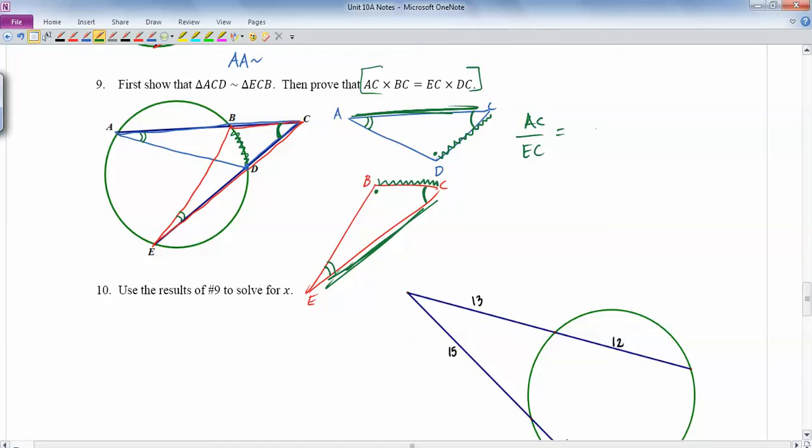Did I mess that up? Oh, sorry, BC. Sorry, not D. I'm misreading my own. That's a D. So let's see here. What did I say? DC goes with BC. So when we cross multiply, we get AC times BC equals EC times DC. Whoop, lost the C. There it is.